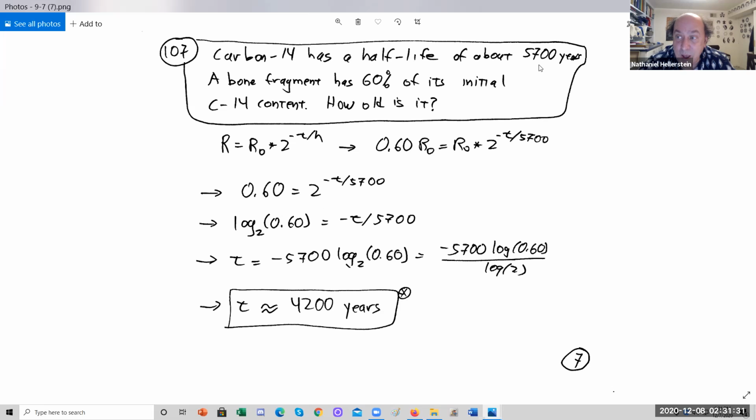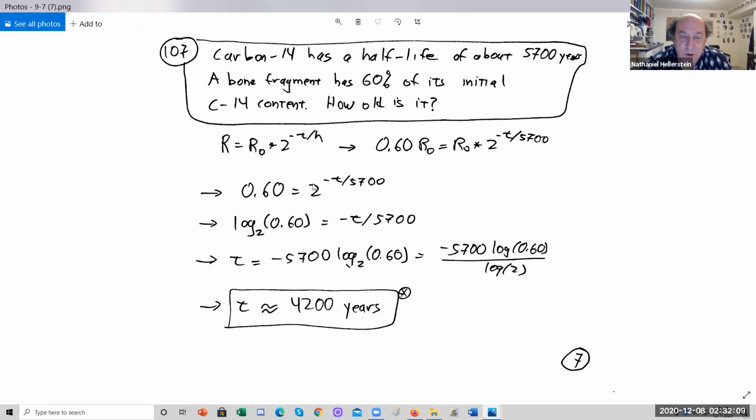But of course, when an animal dies, it stops eating, and its bones simply have the carbon-14 slowly decay away. They found a bone fragment with 60% of its initial carbon-14 content. How old is it? All right, so radioactivity is R naught times 2 to the negative T over H. So 60% of R naught, which is how much of the radioactivity remains, equals R naught times 2 to the negative T over 5,700. Cancel out R naughts. 0.60 equals 2 to the negative T over 5,700.